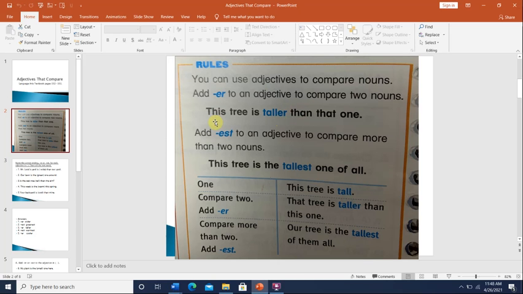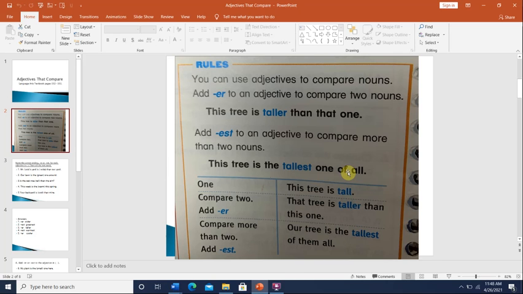What if I want to compare one to a bunch of trees? What will I do? I will add est to the adjective. This tree is the tallest one of all. So we are comparing this tree to all the other trees around it. That means we are comparing more than two trees.